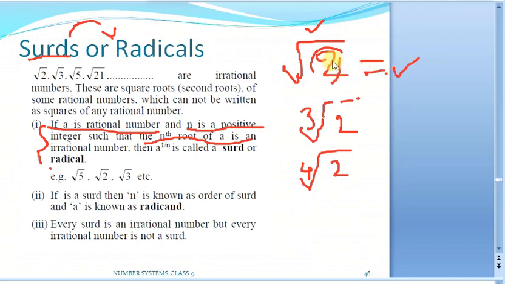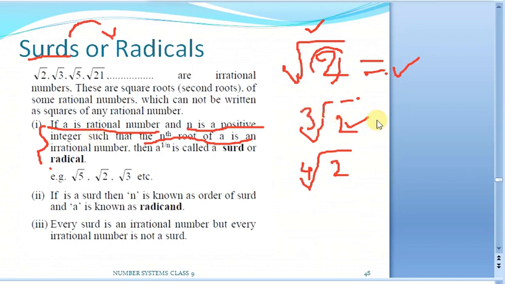So that's why this root 2 I can call a surd. What about the cube root of 2? See whether any number on cubing will give you 2. No. So that's why, here the number inside should be what? A rational number. Is 2 a rational number? Yes. Is n a positive integer?